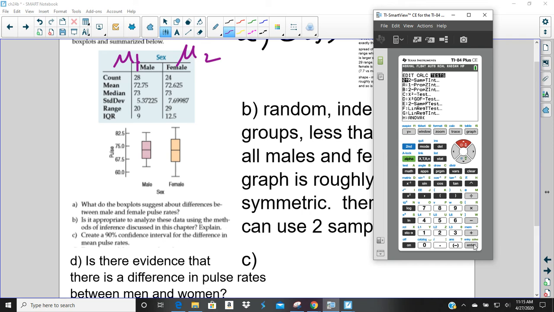I could choose 0, I guess, at that point. You're all probably sitting there like, why isn't she just choosing 0? So my mean is going to be 72.75. My stat test 0. Thank you. What's happening here? 72.75. My standard deviation is 5.